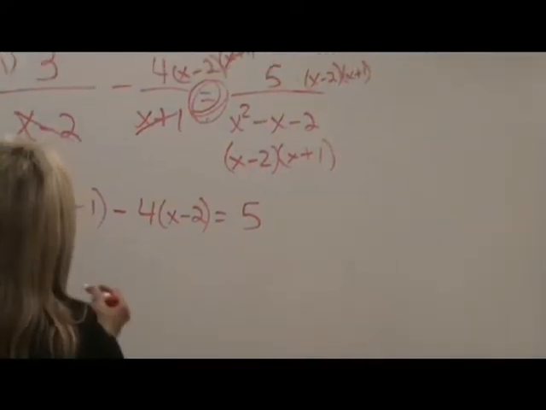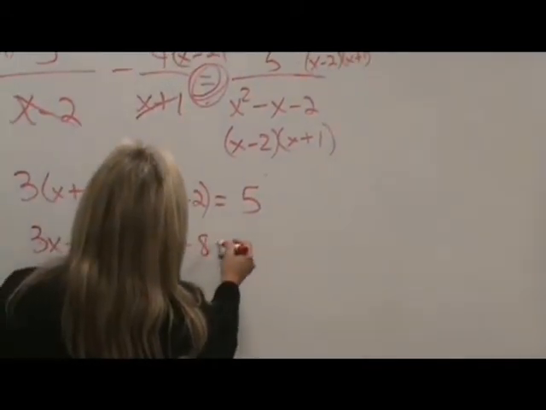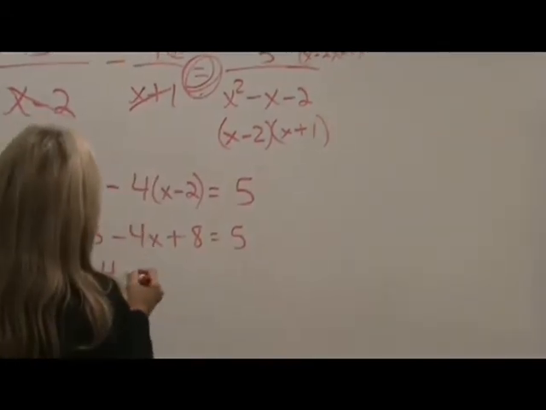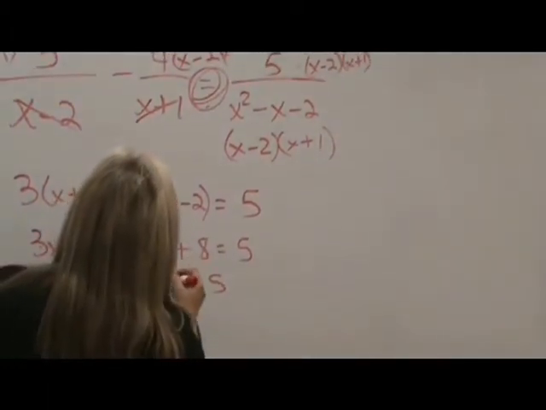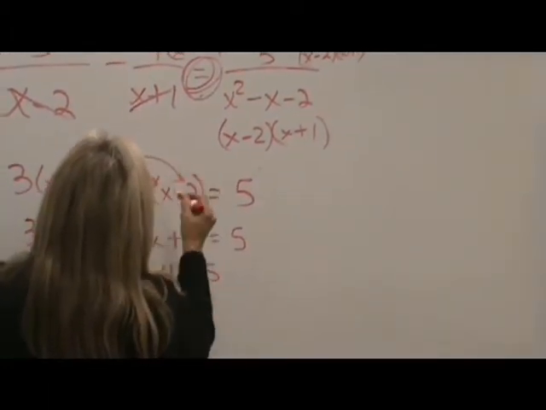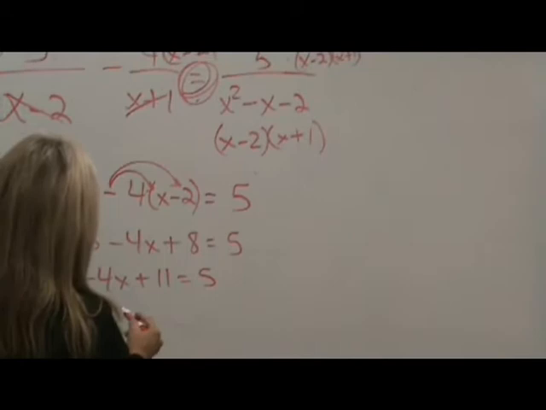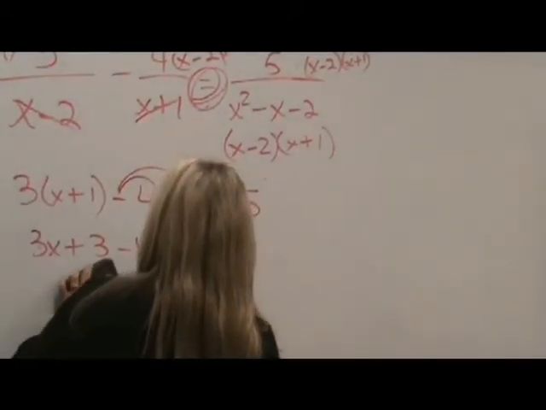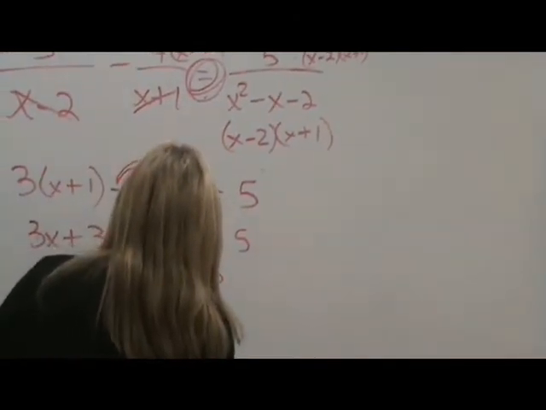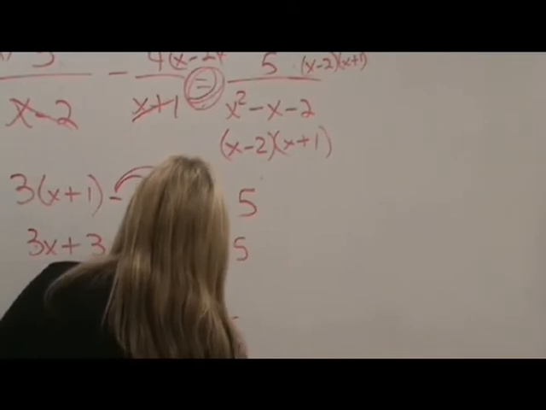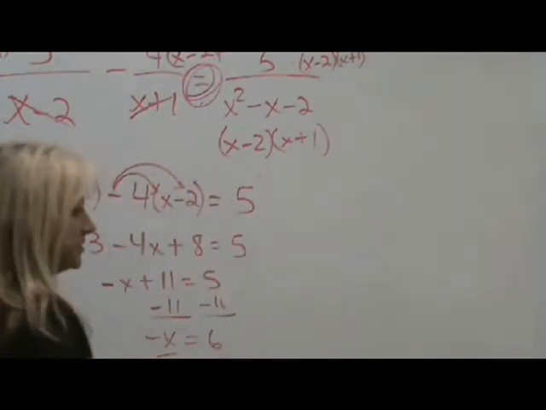So then now we can solve. 3x plus 3 minus 4x plus 8 equals 5. And then negative x plus 11 equals 5. Remember to always distribute the negative, and that negative goes all the way over to the 8. That's a common mistake, so make sure you do that. So negative 11, so we have negative x equals 6, and so x would be negative 6.